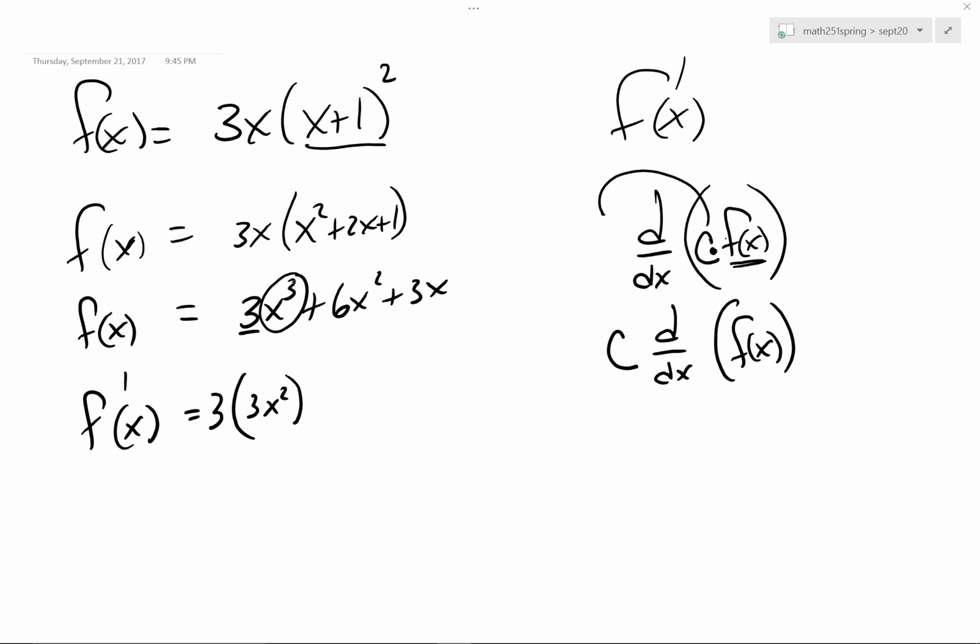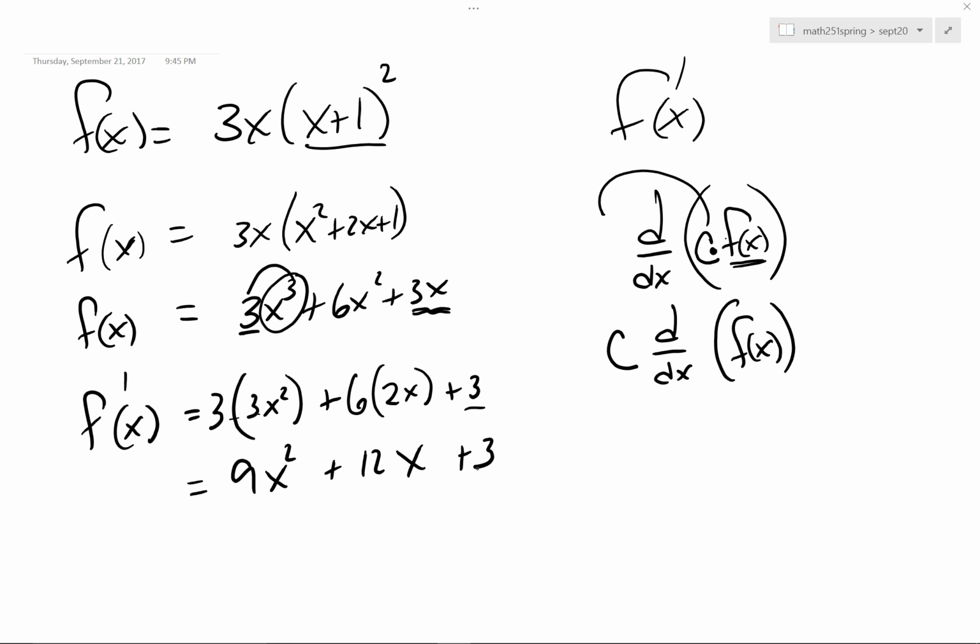Other people just prefer to think of it like this. 3 times 3 is 9x squared. It's the same deal, but it is one of our limit laws again. That's all it is. The derivative of a linear function is just the slope. So this is 9x squared plus 12x plus 3.